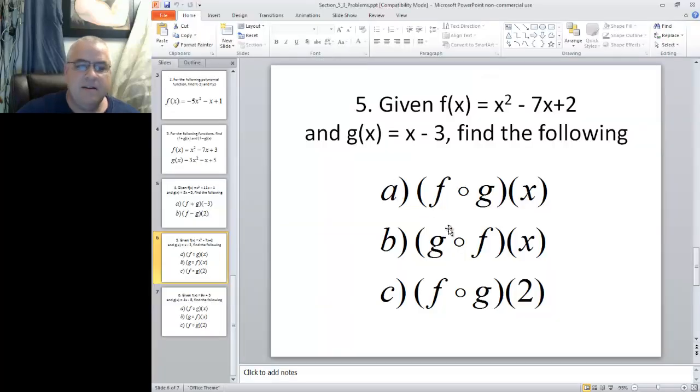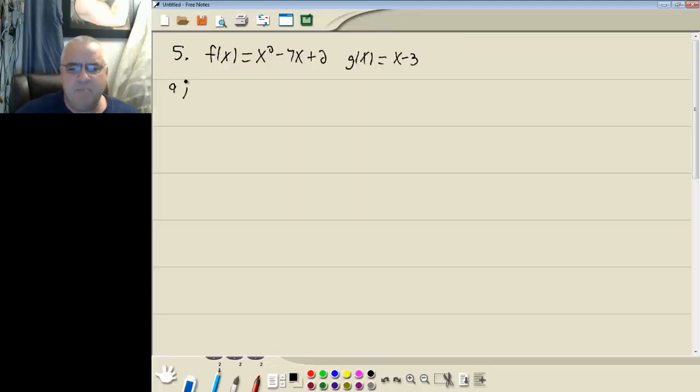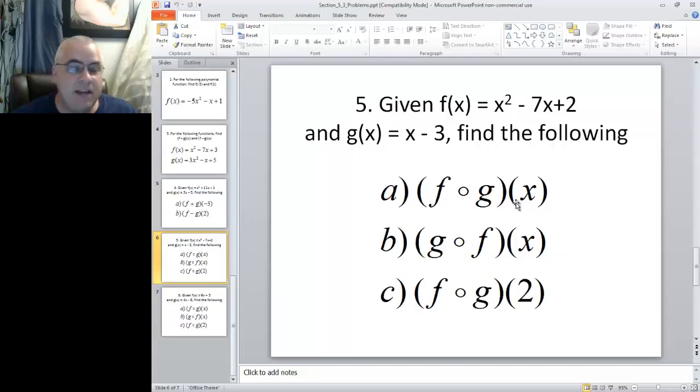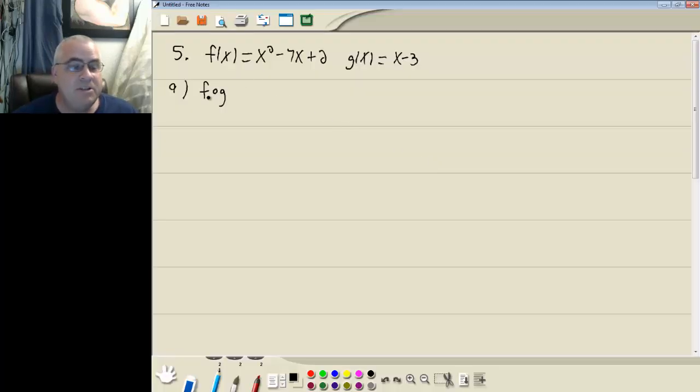First thing we want to find is the composition of f and g. This does not mean f times g. This is composition. And we automatically rewrite it this way. We want to rewrite it as f of g. Now how I remembered it, way back when I took college algebra, is f was first here, so f is first here. G is second here, so g is what goes inside your parentheses.